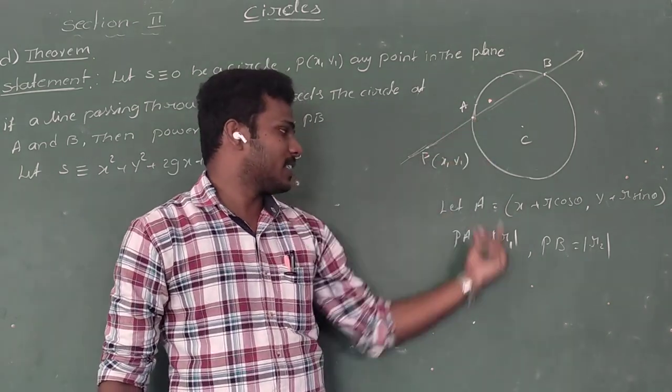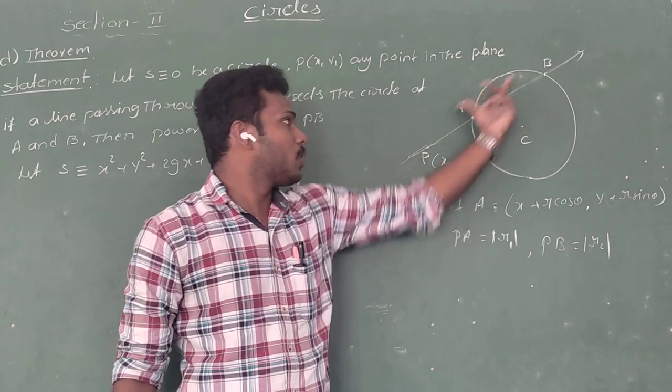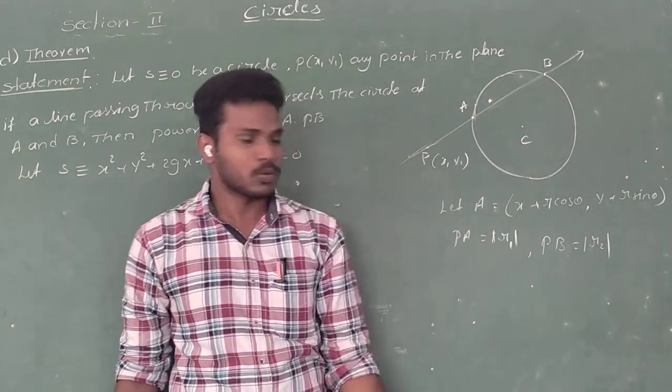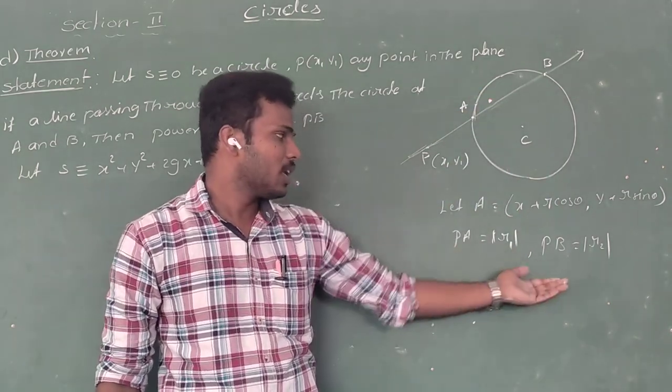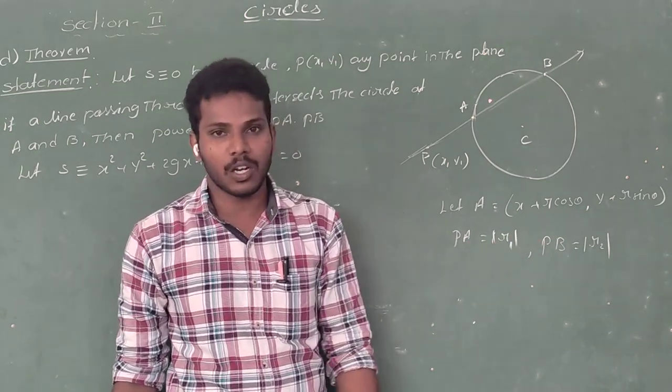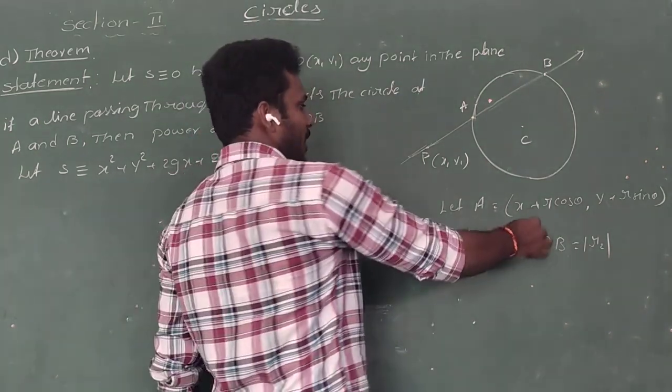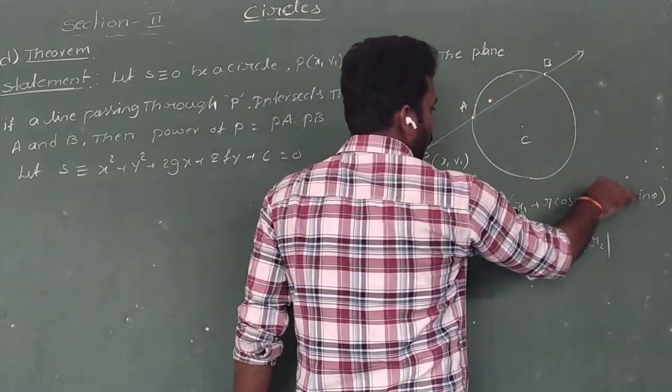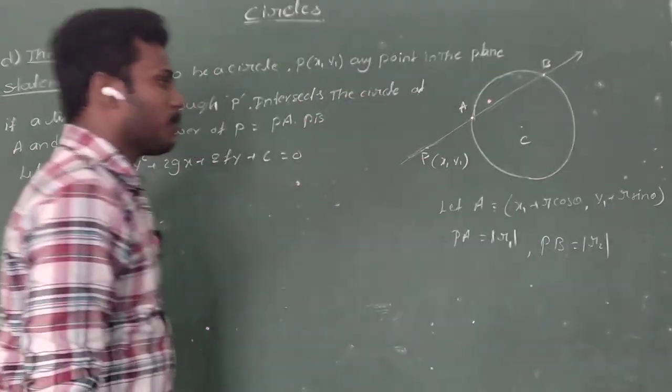And the P to A distance I can take as R1, and the P to B distance I can take as R2. So R1 is the distance from P to A, and R2 is the distance from P to B. So the point is A: x1 plus r cos theta, y1 plus r sin theta.